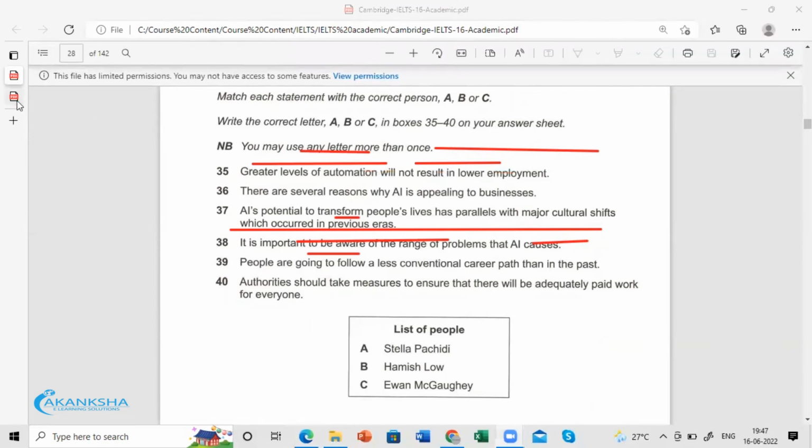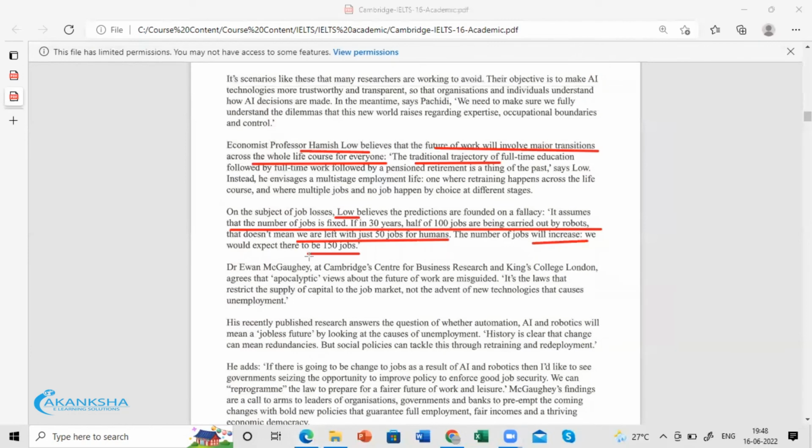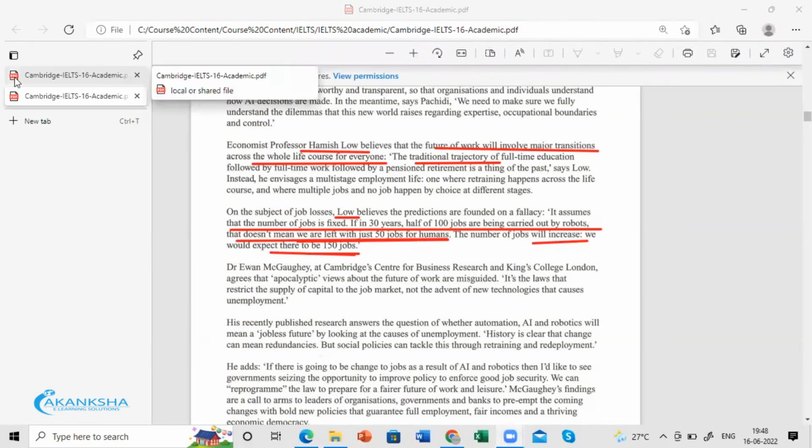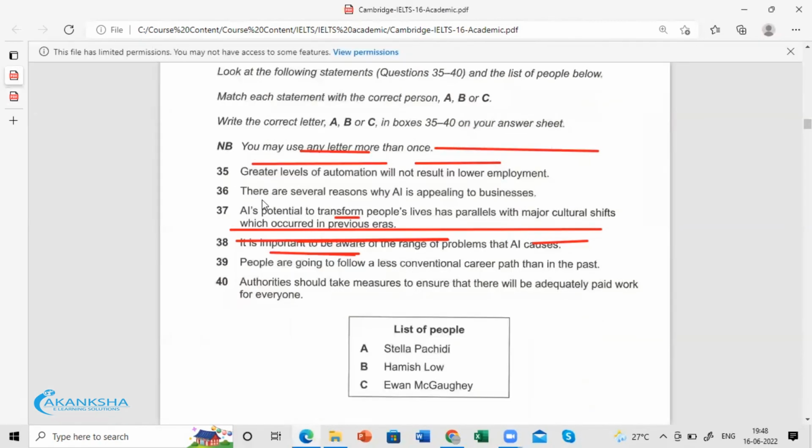It will not result in lower employment, because he says that the employment will double. You would expect that there will be 150 jobs. This doesn't mean we are left with just 50 jobs. It means the number of jobs won't reduce, it would actually increase. That's what he's trying to say. So that's where we can say that 35 would automatically match with B. Isn't it? That's the passive way of understanding things.